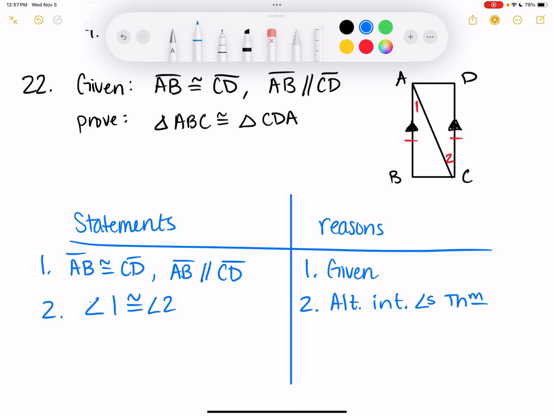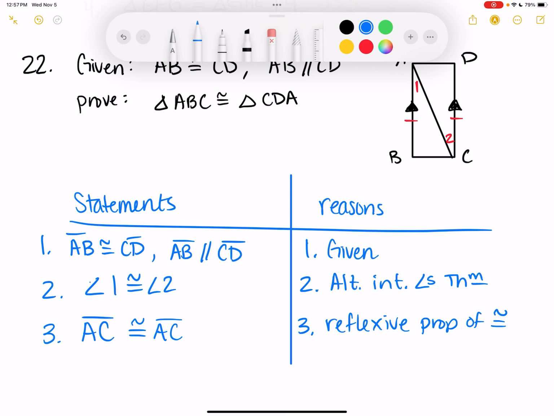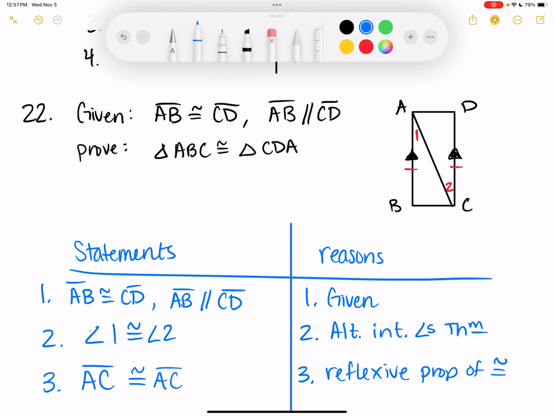What else in the picture do I know has to be true? AC is congruent to AC. Why? The reflexive property of congruence. Yep, AC is congruent to AC. The reflexive property. All right, so now I know that these two sides here are congruent. And then I also know that this side is congruent in here. And I know that my angles are congruent. So what does that mean?